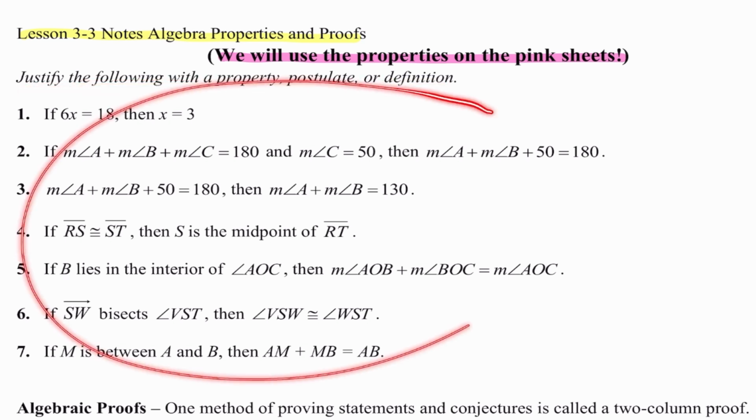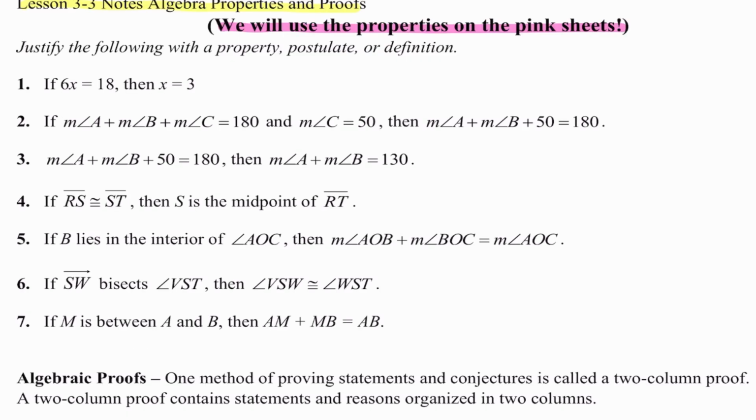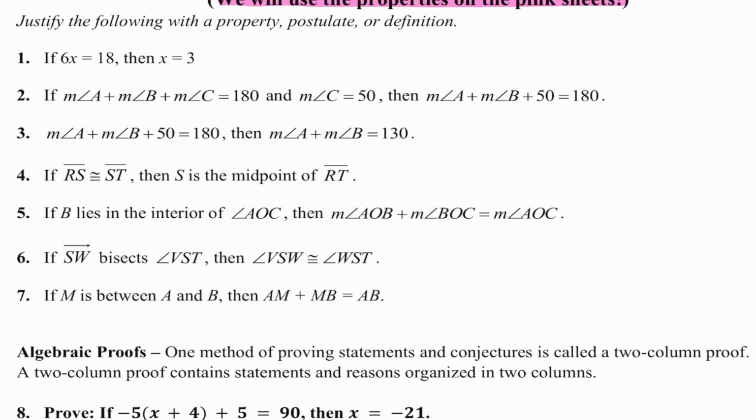So majority of these problems are in the form if and then. They are conditionals. Establish the hypothesis and the conclusion. We can see that 6x equals 18 is the hypothesis, and x equals 3 is the conclusion. Now remember, assume the hypothesis is true. Then provide a property, postulate, or definition that will lead us to the conclusion. If 6x equals 18 is the hypothesis, which you will assume true, then what reason will lead us to the conclusion x equals 3? So if 6x equals 18, then x equals 3.